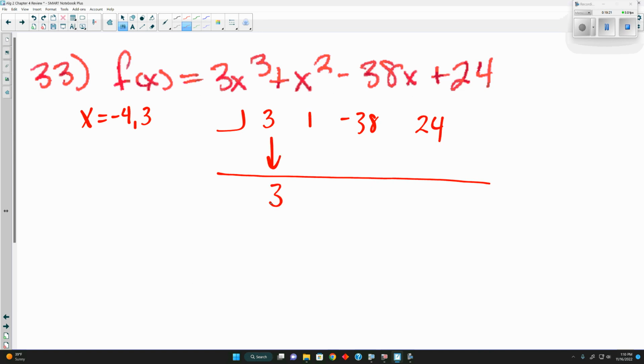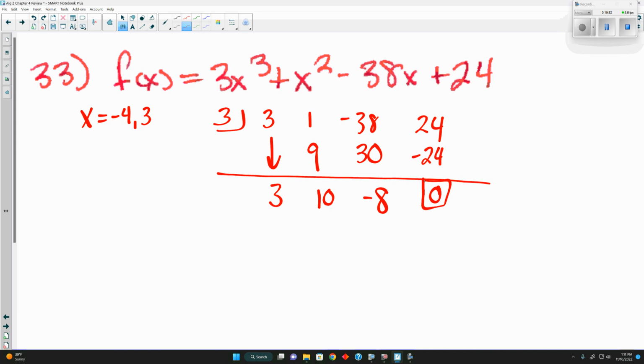Which one do we want to use first? Negative 4 or 3? It doesn't matter which. You can do either one. So we'll do 3 for this here. 3 times 3 is 9. 9 plus 1 is 10. 3 times 10 is 30. Negative 38 plus 30 is negative 8. And 3 times negative 8 is negative 24, which gives us 0.